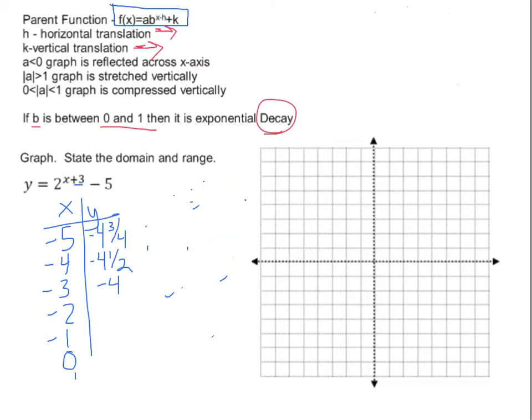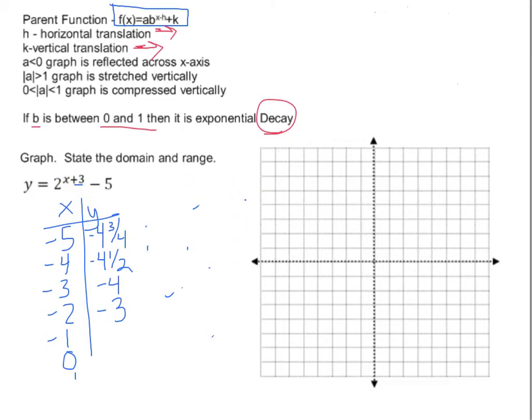Continuing on, now we can plug in our -2. So we have 2 to the -2 plus 3 minus 5. -2 plus 3 is 1, so 2 to the 1st power minus 5. So 2 to the 1st power is 2. 2 minus 5 would be -3.